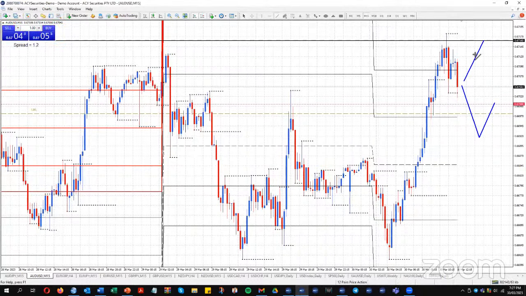to retest. We've got some news coming out later in the day. So that would still be the level to watch for a further failure. Okay.